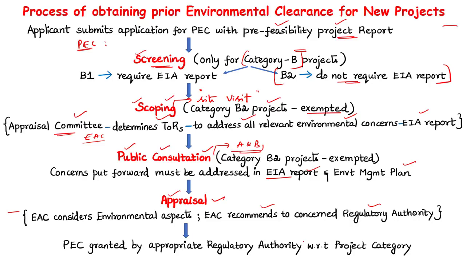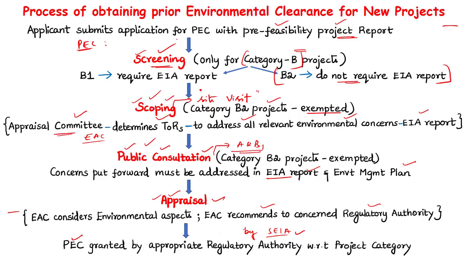Then based on the recommendations made by the expert appraisal committee, the prior environmental clearance may be granted by the Union Environment Ministry. And based on the recommendations made by the state level expert appraisal committee, the prior environmental clearance may be granted by the state level environmental impact assessment authority. So this is all about the four stages in the process of obtaining prior environmental clearance for new projects.